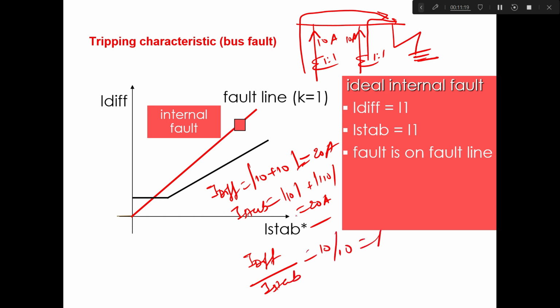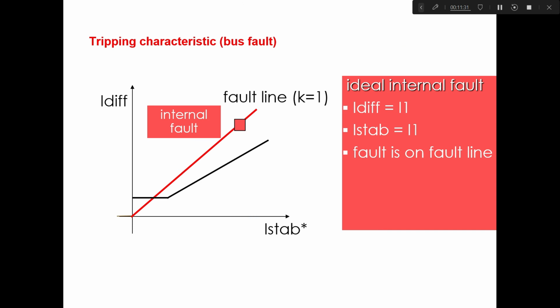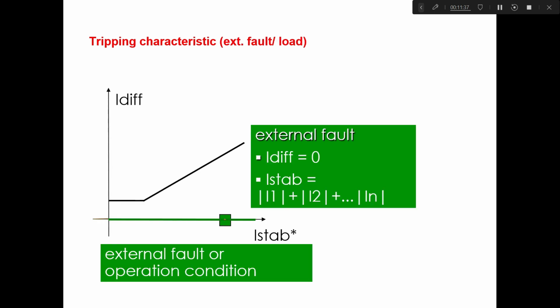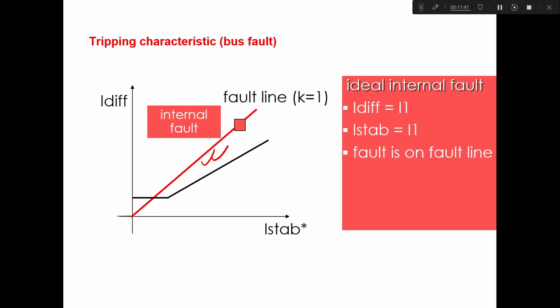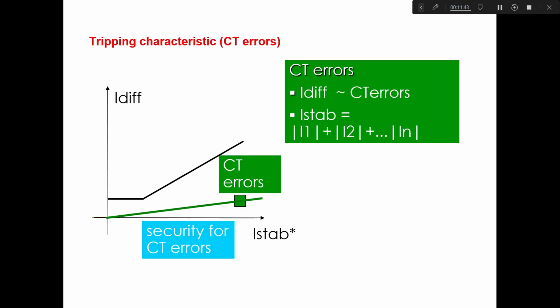So if you draw a line passing through origin at an angle of 45 degrees, that line is called fault line, and any fault on this line will be an internal fault or the fault on the bus bar. So this characteristic is called your fault line characteristic, while if you go back here, this is your external or load conditions. So now moving to the next slide, the next condition can be your CT error.